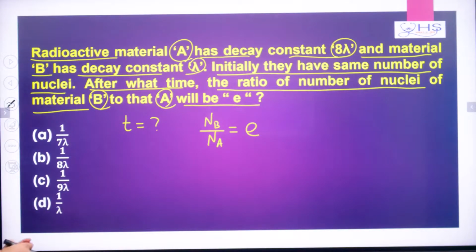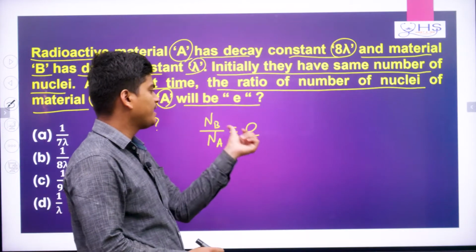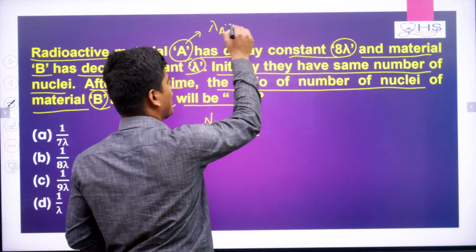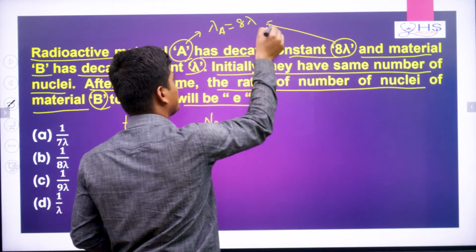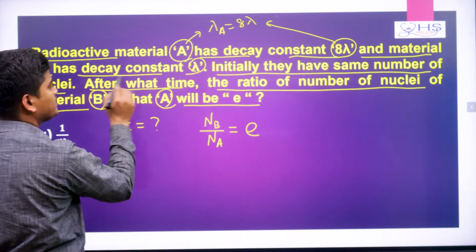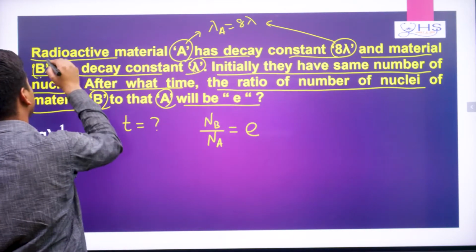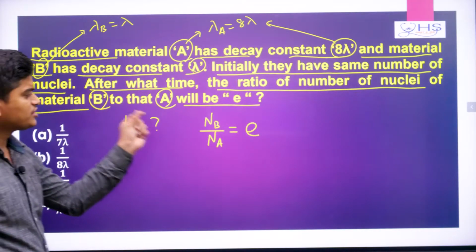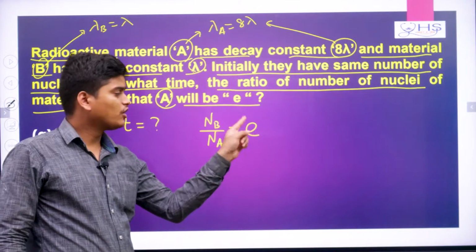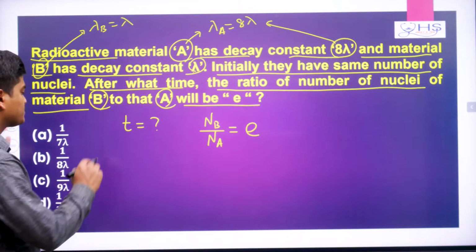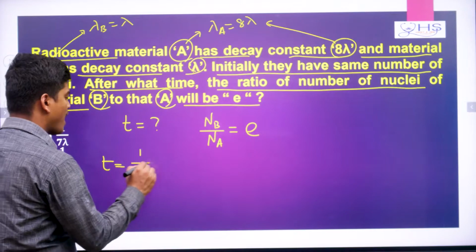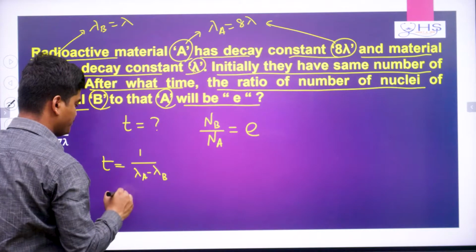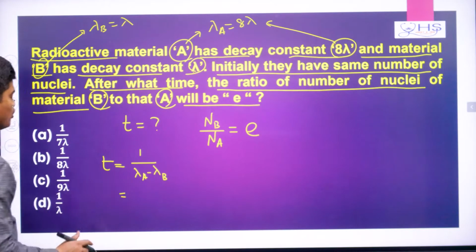Remember, NB by NA equals e, and lambda A is given as 8 lambda. Lambda B for material B is lambda. If this condition is there and NB by NA is e to the power 1 only, then remember the answer: T will be 1 by the higher lambda minus the lower lambda, that is, higher lambda value minus lower lambda value.